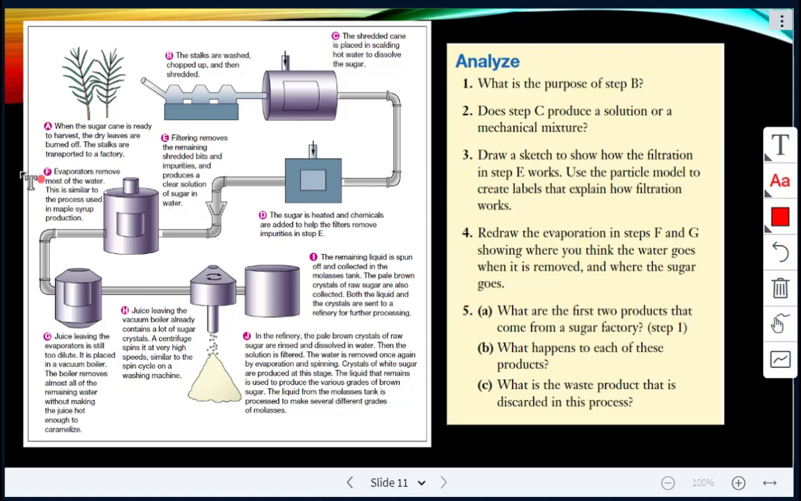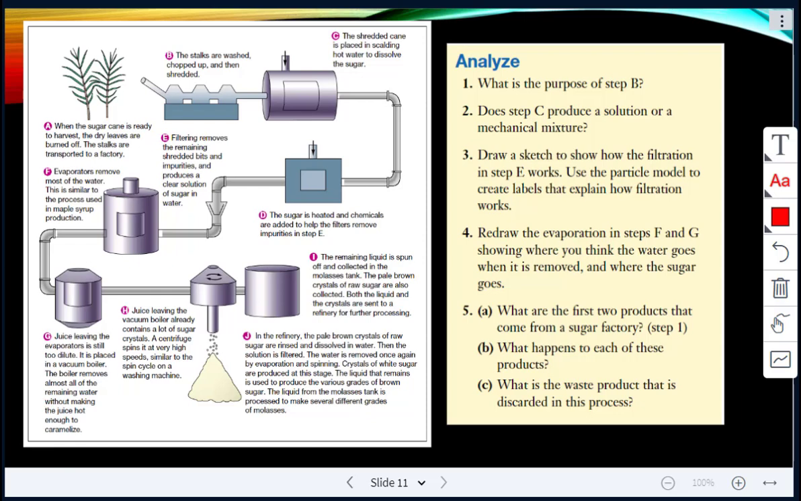All right, next in F and G, we're looking at evaporation. So evaporators, they're going to remove most of the water. It's similar to the process that is used in making maple syrup. And then in step G, juice is leaving the evaporators. It's still very dilute, so it gets placed in a vacuum boiler and it's going to remove almost all of the remaining water without making the juice too hot, because if it becomes too hot, it may start to caramelize.